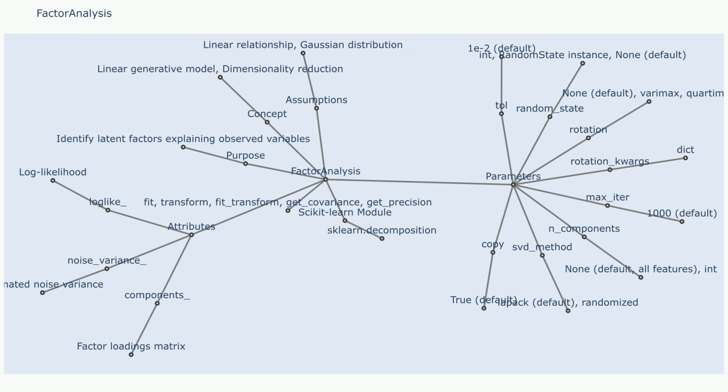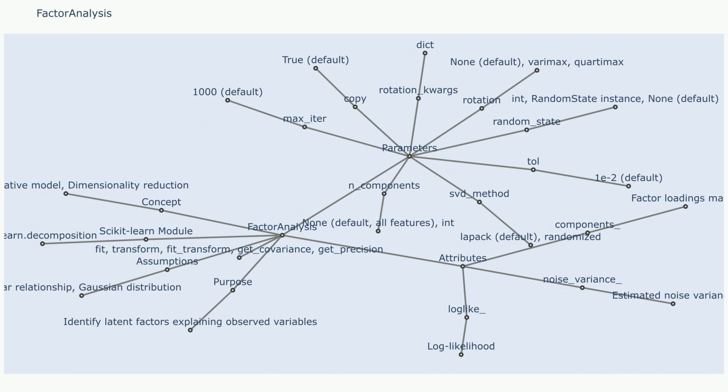Using factor analysis in sklearn. 1. Initialization. n_components: the number of factors to extract. This is a key parameter that needs careful consideration based on the problem and data. rotation: a method used to rotate the factor loadings to obtain a more interpretable solution. Common options are varimax (orthogonal) and promax (oblique).